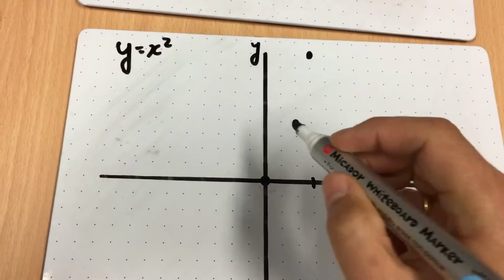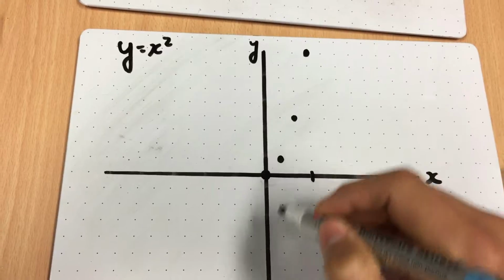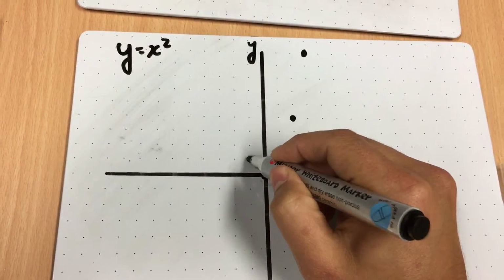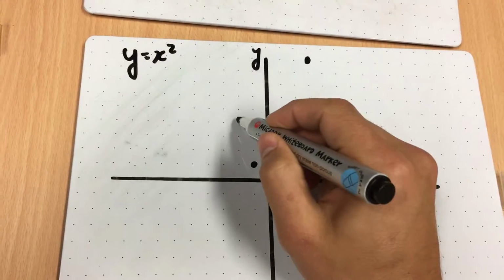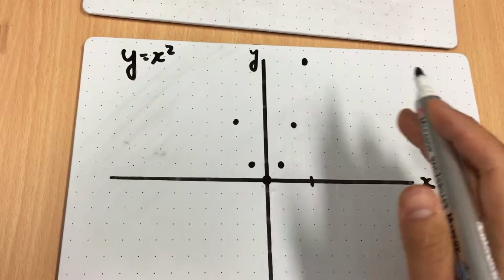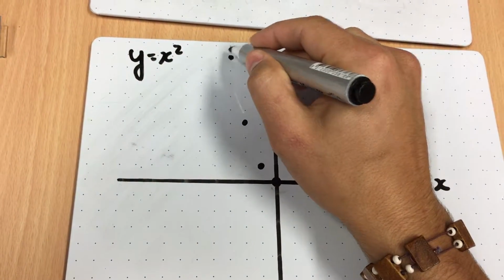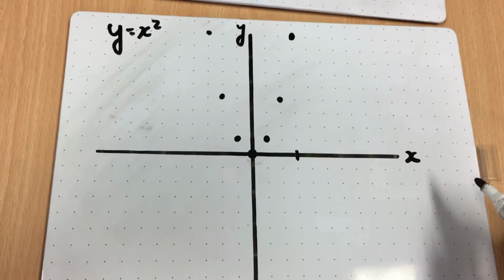Okay. 1 and 1. 0 and 0, we have that. Negative 1 and 1. And then 2 and 4. We can see that it's kind of mirroring. And negative 3 and 9.